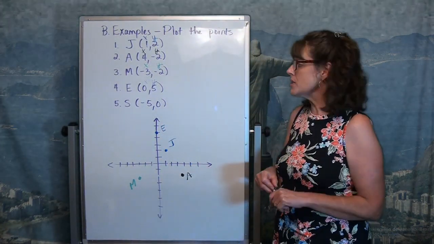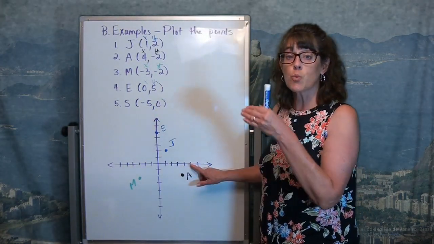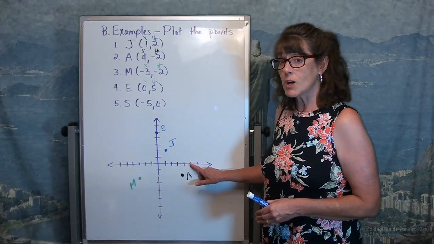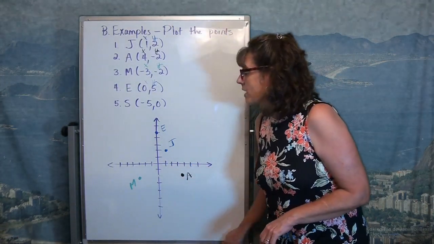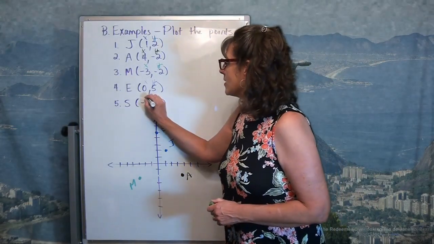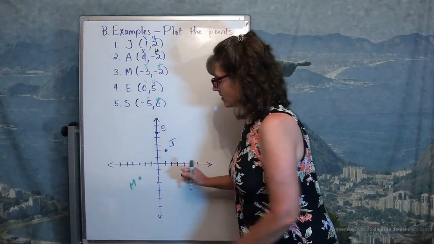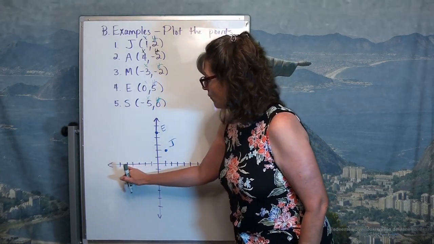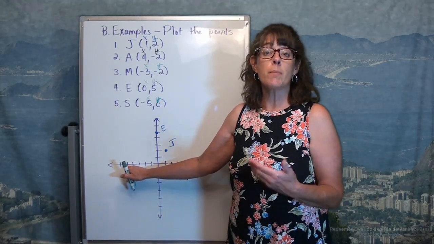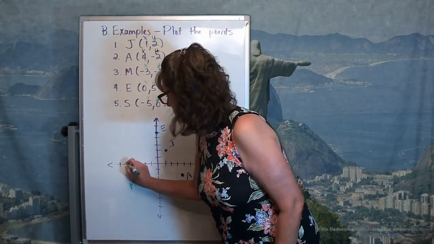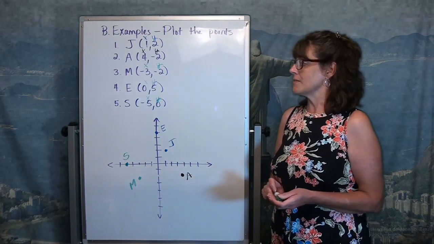Oftentimes people get that one twisted and they'll put that 5, 0 sitting right here. But remember, x comes first, y comes second. So this here would be the point 5, 0, not the point 0, 5. So now with the last one, my point S, here's my x, here's my y. So along this x-axis, I'm going to come back 1, 2, 3, 4, 5. And notice along the y-axis, no movement at all. No up, no down, nothing at all. So I'm just going to kick straight back here to negative 5, and there is my point S.